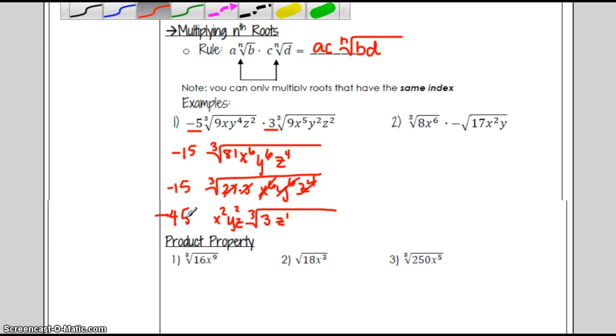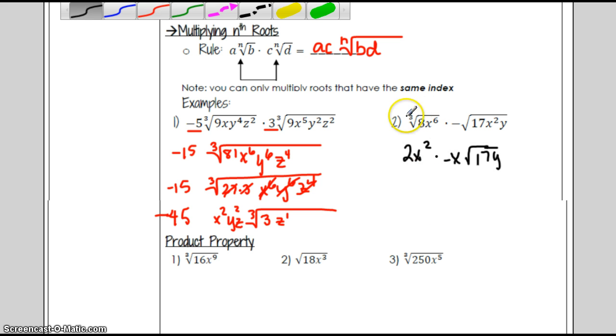All right, so try that next one, number 2, on your own. Notice that they are not the same index, which means we can't multiply them right off the bat. So what I want you to do is simplify this one, and then we'll go ahead and multiply after we simplify. So try it. If you're a little unsure, just keep watching and don't pause, but I do want you to try it at least.